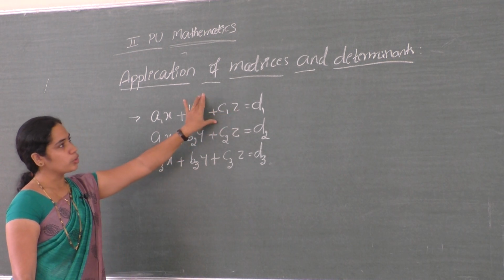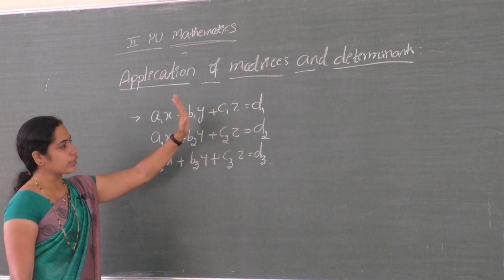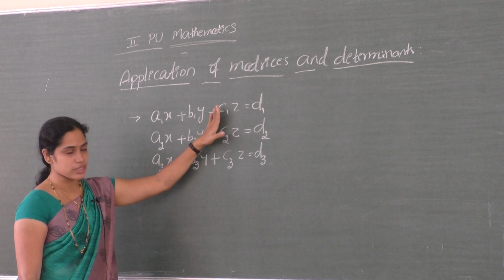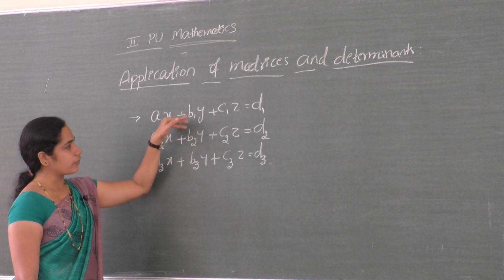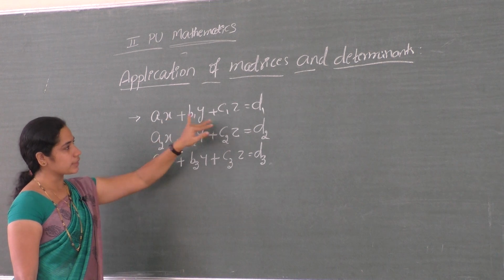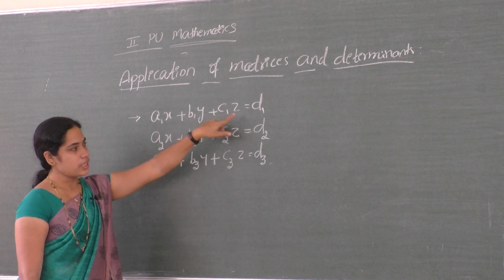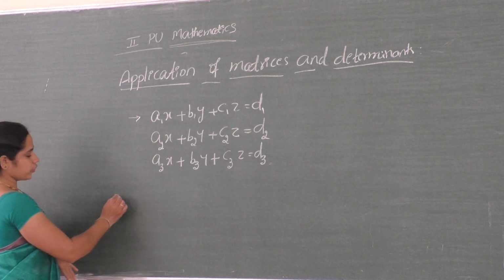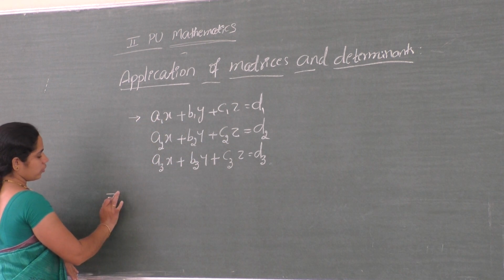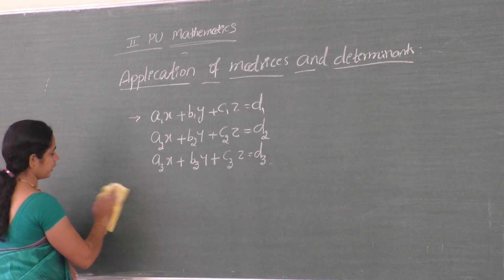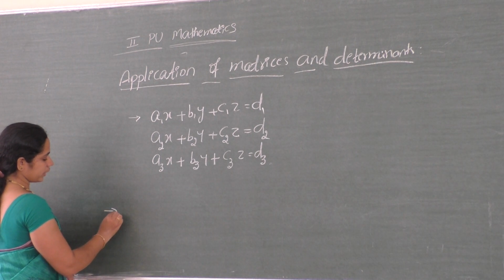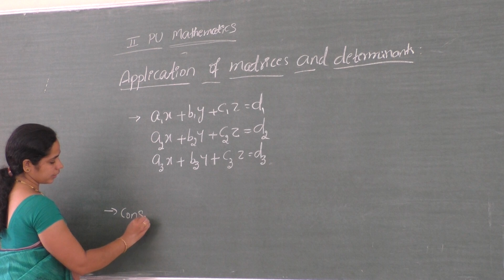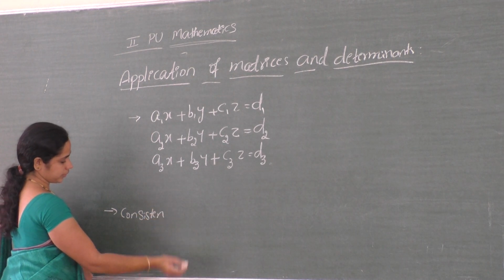Using matrices and determinants we can solve systems of equations. That means we can find the values of x and y. We'll see how to find the solution. Before seeing the solution, we need two definitions: one is consistent and another one is inconsistent.